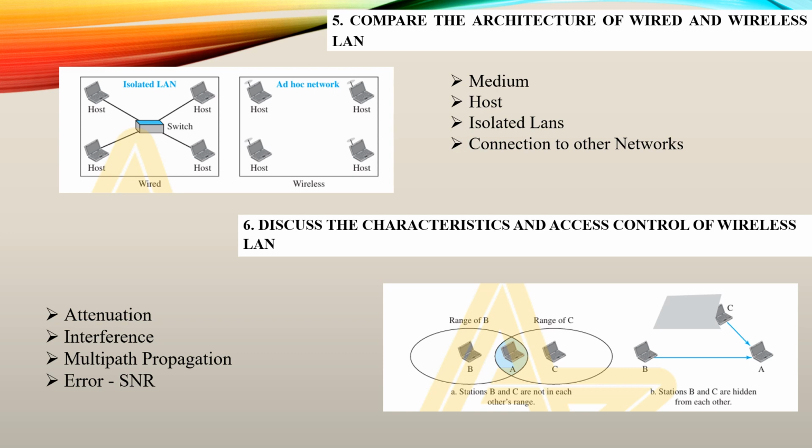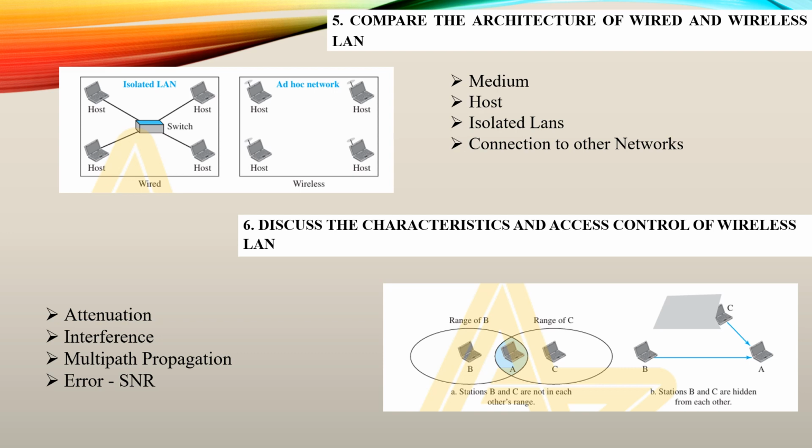Then the host: which will be the host if it is a connected wired LAN? You will have a switch or a hub for a host. Here each and every node will act as a host. And isolated LANs: you will call the isolated LANs of wireless an ad hoc network. And connection to other networks, being wireless and wired, how each host or one end of the connection will be connected to other networks will be explained. So these are the four architectures of wired and wireless LAN.